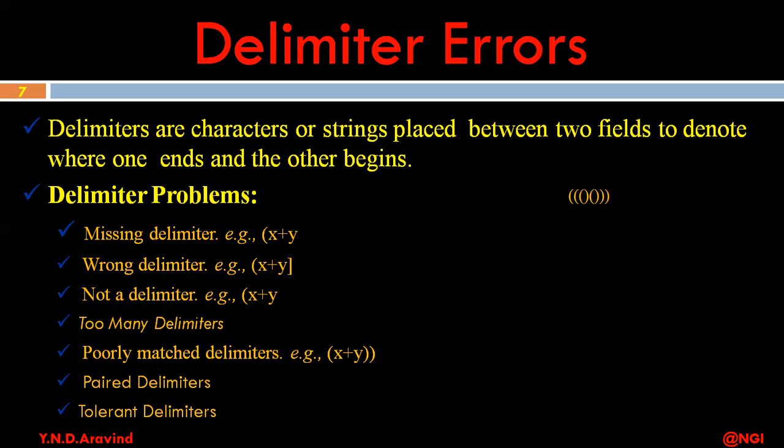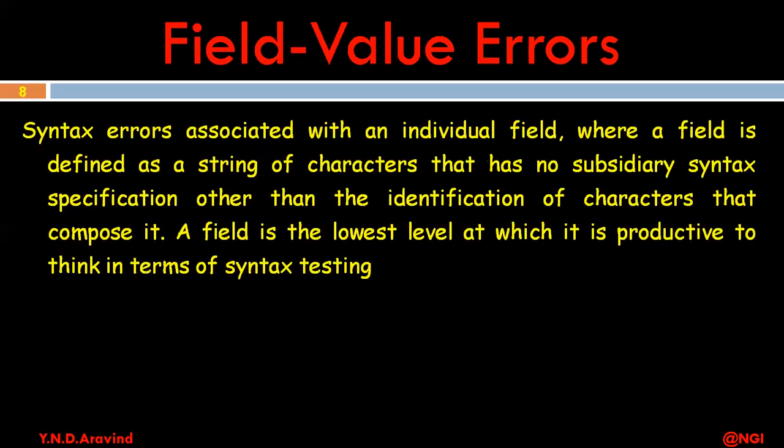So here, if we cannot do the whole job from design through validation, then there is no point in providing the tolerance. Most users and operators prefer a solid system with rigid syntax rules to a system with tolerant rules that don't always work. And the next type of error is field value errors.